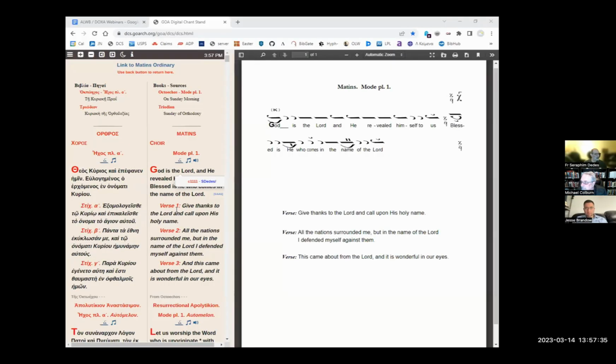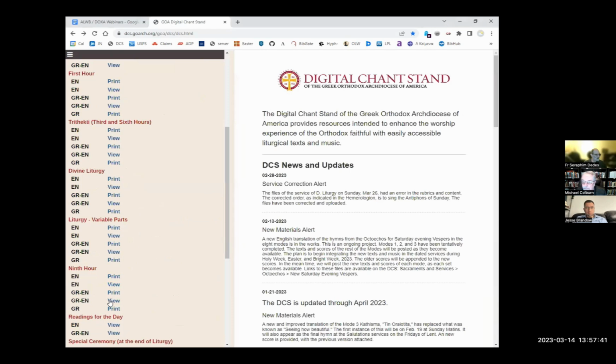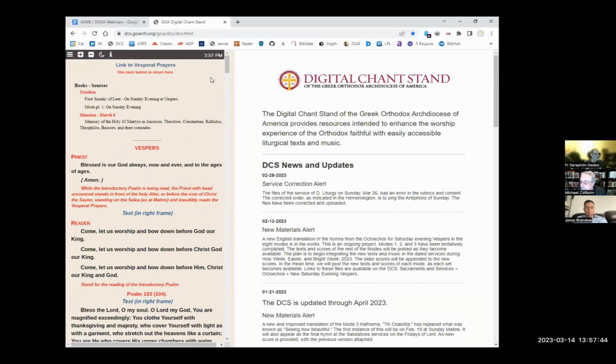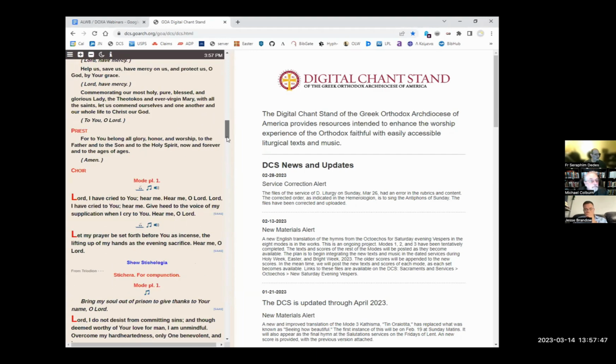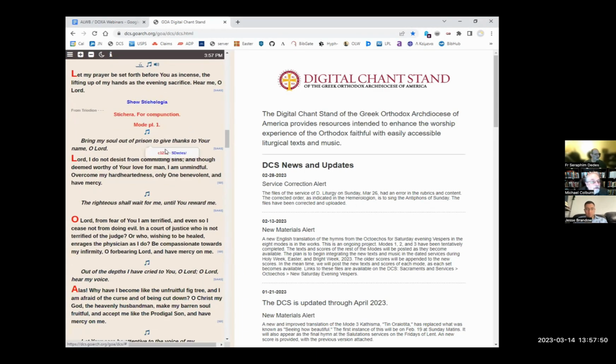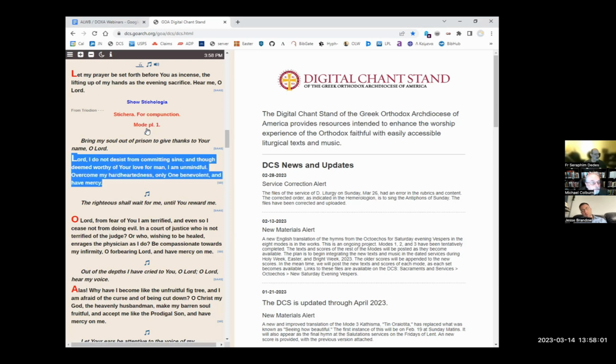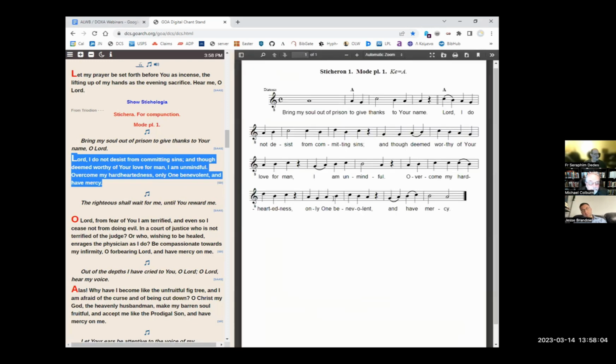All right, so we're at a Vesper service. Notice how this says C1211. That 1 means that the text of this hymn is the text on the score. Lord, I do not desist. All right. Now, sometimes we have 2 or 3 things hanging down here in the drop down.